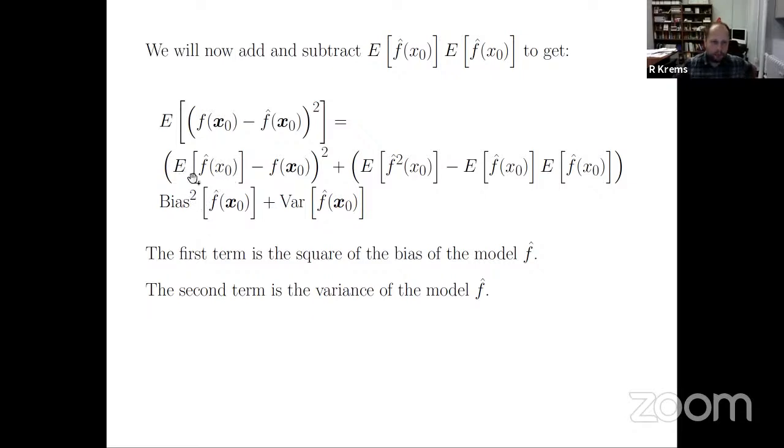You see, you have the expected value of the model minus the true function, right? So that's going to be the bias squared. And this whole thing is going to be the variance of the model. Okay, so this is the variance of the model.